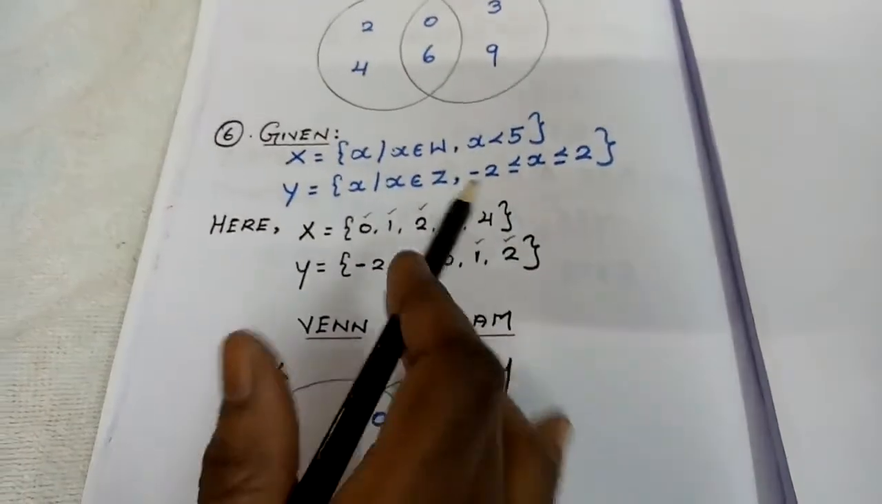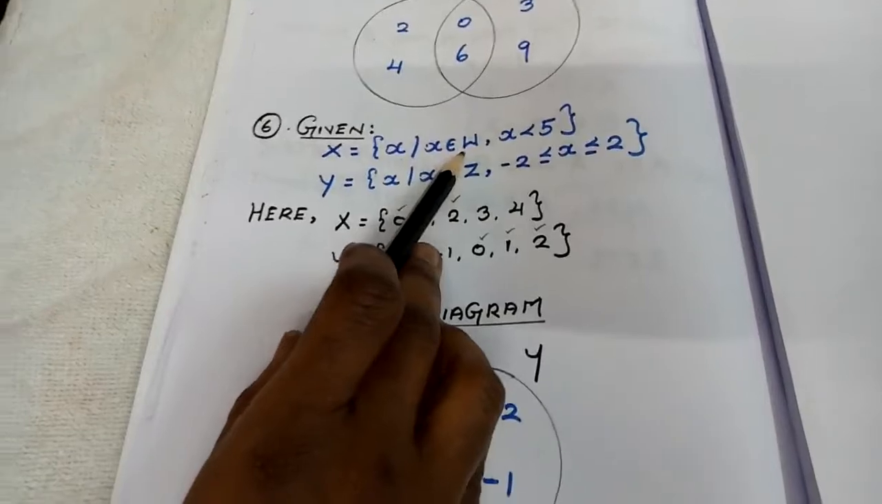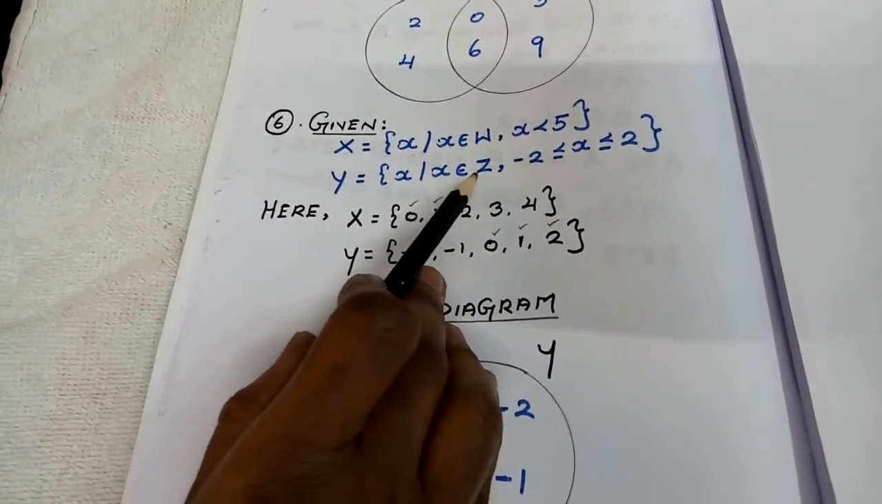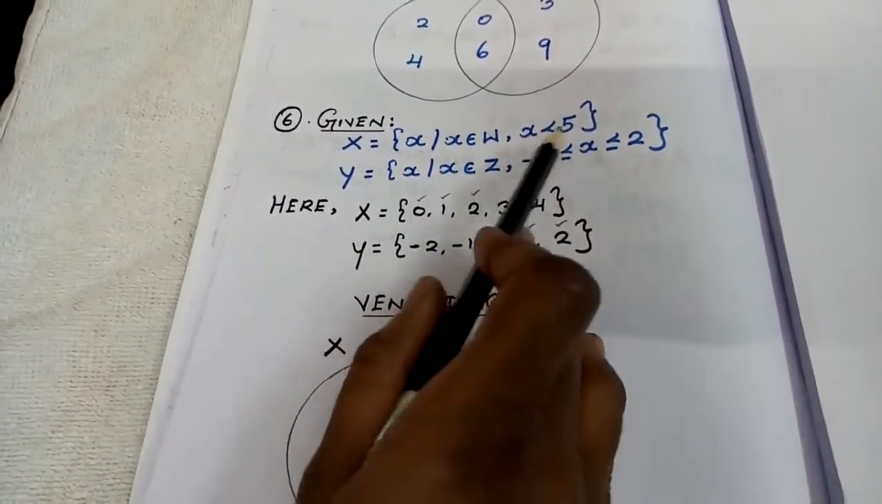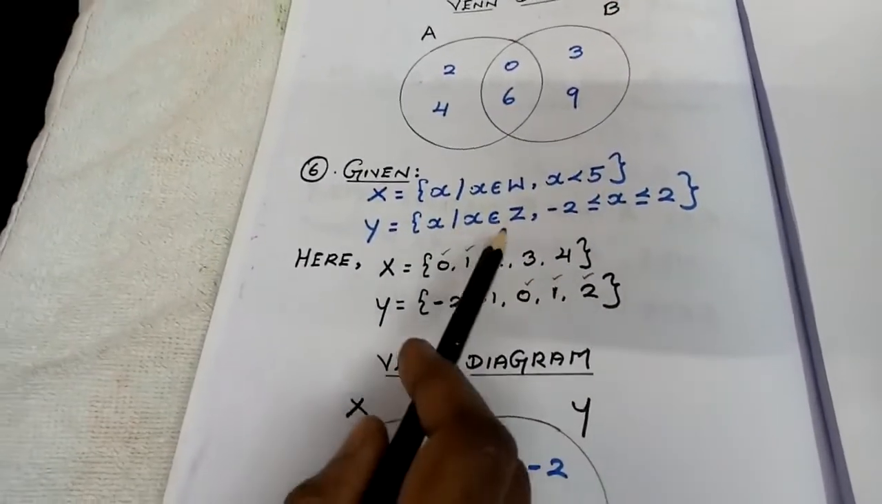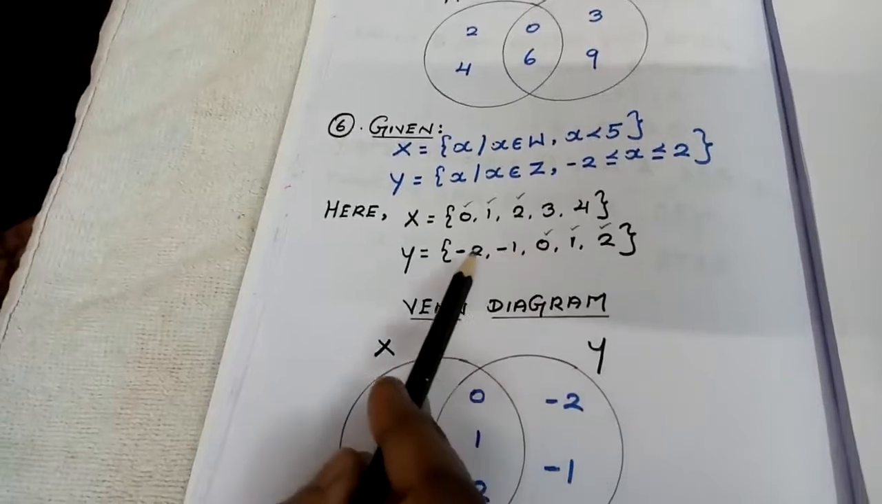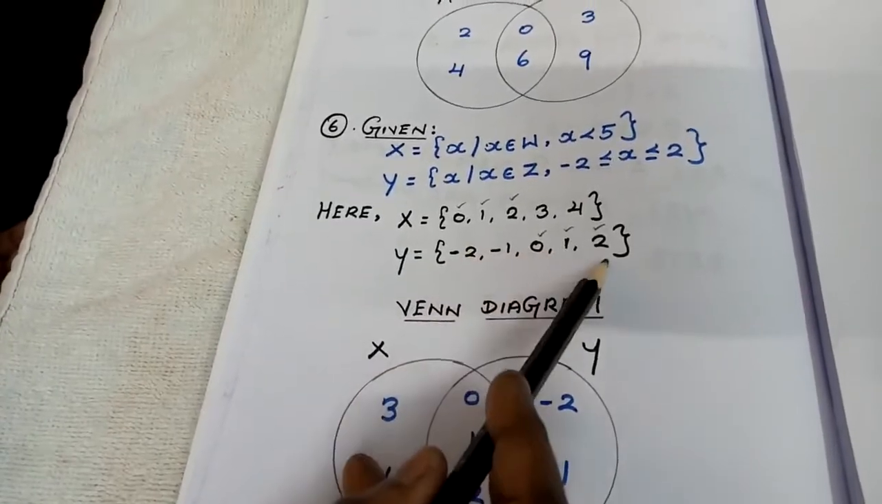Sixth question, they have given you the range like this. W is nothing but whole numbers. Z is known as integers. So less than 5 means whole numbers 0, 1, 2, 3, 4. Integers means -2 to +2: -2, -1, 0, 1, 2. They are asking you to draw the Venn diagram here, students.